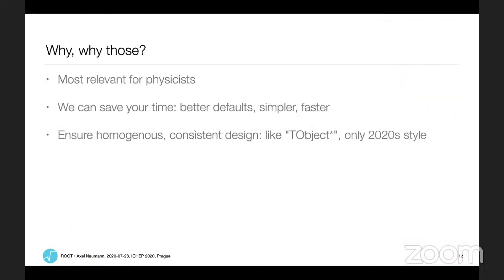Now, why are we working on those? We believe that they are most relevant for physicists. They allow physicists, and thus you, to save the most time. So they have basically the biggest effect given our development time. They also allow us to have a core set of features that, again, share a consistent design. So basically like the TObject pointer that you're used to with the old Root, but now in the 2020s style of interfaces.